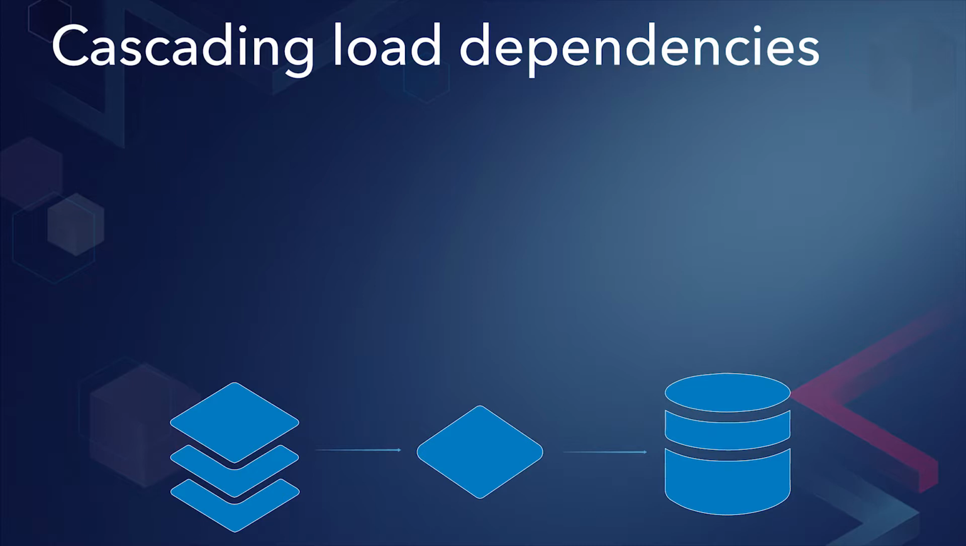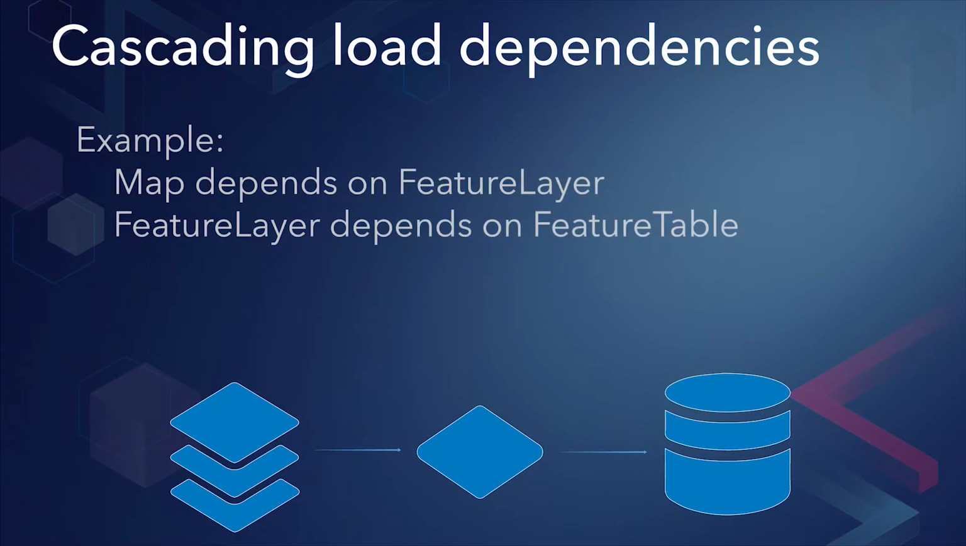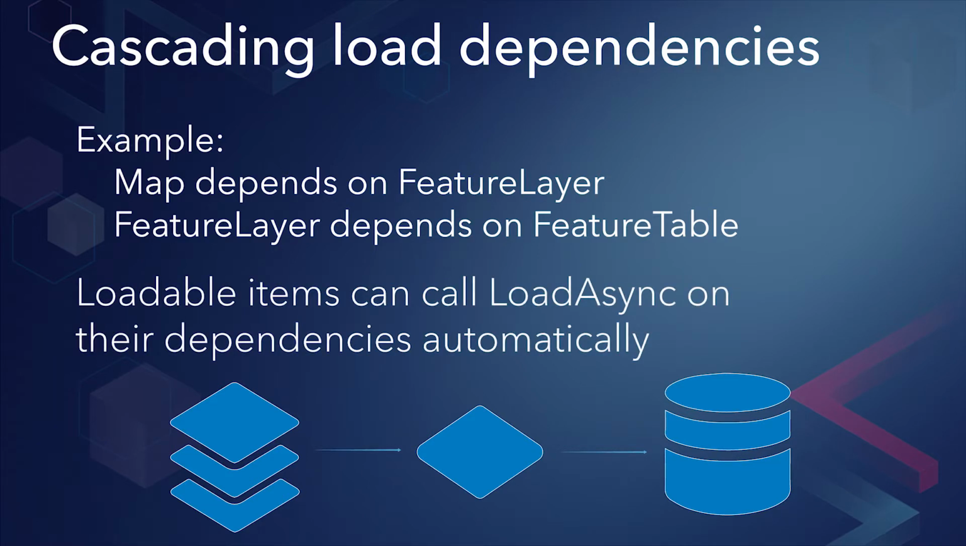There's just one more thing left to discuss, and that is cascading load dependencies. A common pattern in apps is that they need to load several resources in sequence. For example, you might have a feature layer that depends on a service feature table to be loaded, and a map that depends on the layer being loaded. ArcGIS Runtime makes this convenient by automatically loading dependencies. For example, showing a map in a map view will cause it to be loaded automatically. Then that map will load the layer, and loading the layer will load the feature table. Sometimes, failure to load a dependent resource will cause an item to fail to load. For example, if the feature layer can't load the feature table, the layer fails to load. In other cases, such as a map, failure to load a single layer won't affect others or the map itself.